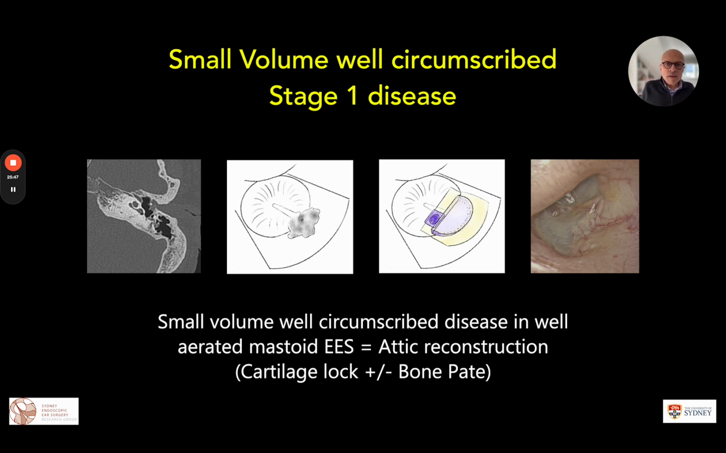And here we look at precisely placing the cartilage in and locking it into place. And if there's any spaces, maybe using a little bit of bone pate or curetted bone to fill those areas before placing the perichondrium on might be a good idea, looking at our bone pate results.